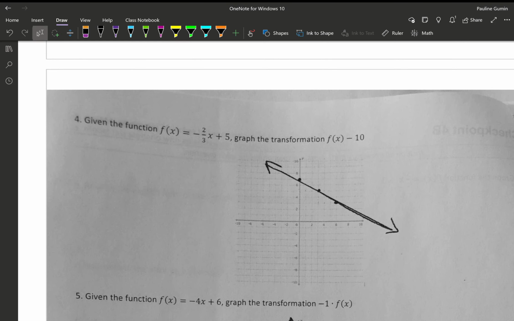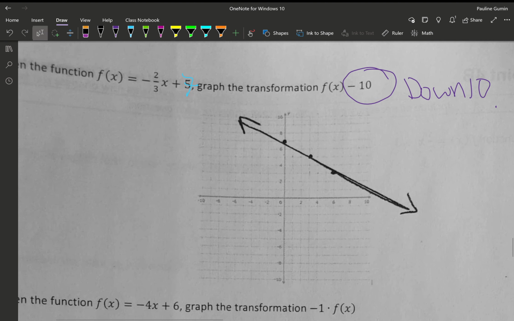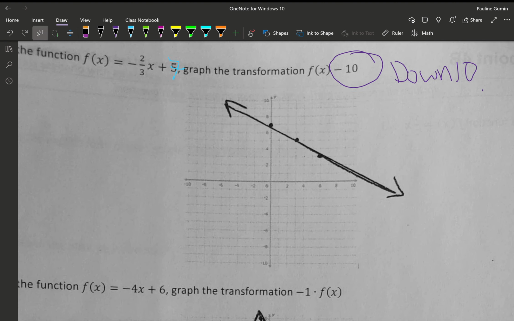So I will admit that I accidentally graphed this one wrong. I graphed this one as a plus 7. Whoopsie doopsie. But you know what? The most important part is this minus 10. This minus 10 means down 10. So let's go ahead and move all 3 points that I have graphed for you down 10. And then we will have our transformed line, even though I graphed it wrong in the first place.